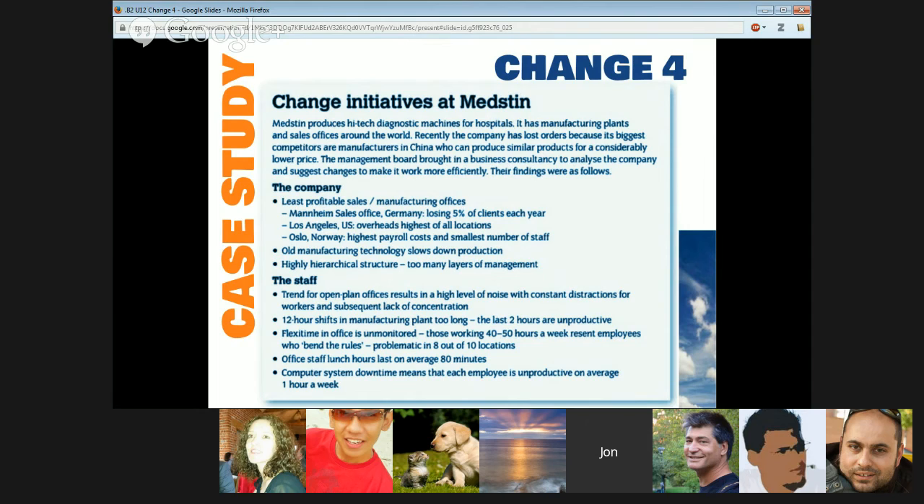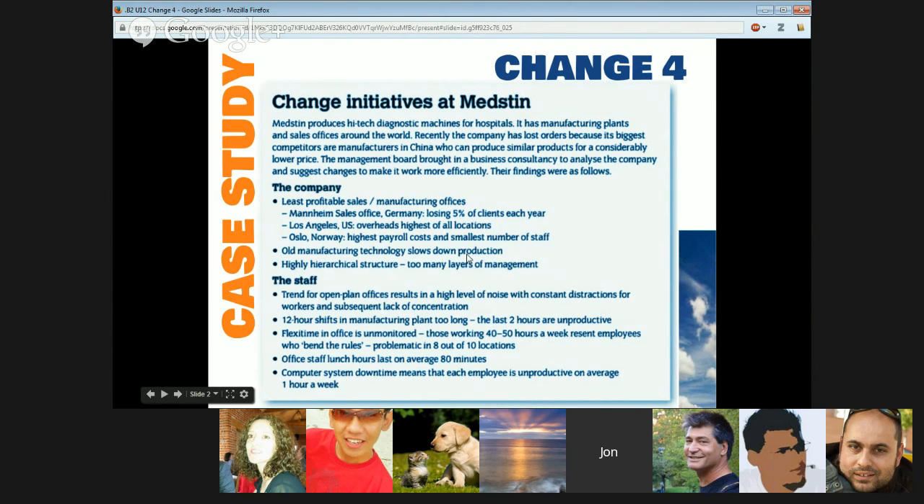Office staff lunch hours last on average 80 minutes. Wow. Good lunch. Big lunch. It's 1 hour and 30 minutes. Oh. I don't even get lunch. Computer systems downtime means that each employee is unproductive on average 1 hour a week. Now, this is something I can relate to. The Hangouts never work right.